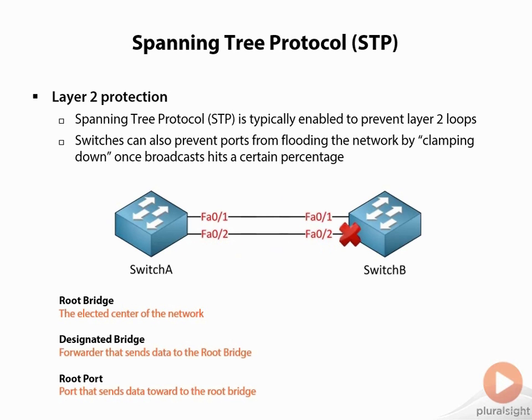So what happens is we have an election that takes place. The root bridge gets elected. The root bridge is the center of that network. The designated bridges are forwarders that send data to the root bridge. And then the root port is the port that sends data toward the root bridge. And if we didn't have the ability to shut down the non-necessary ports, we would just get loops all over the place. Now, it doesn't mean those other paths aren't available. It just means they're not active.